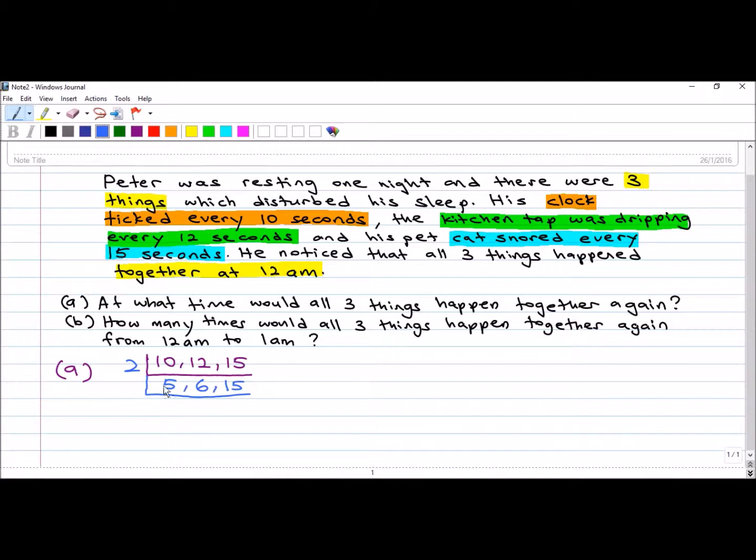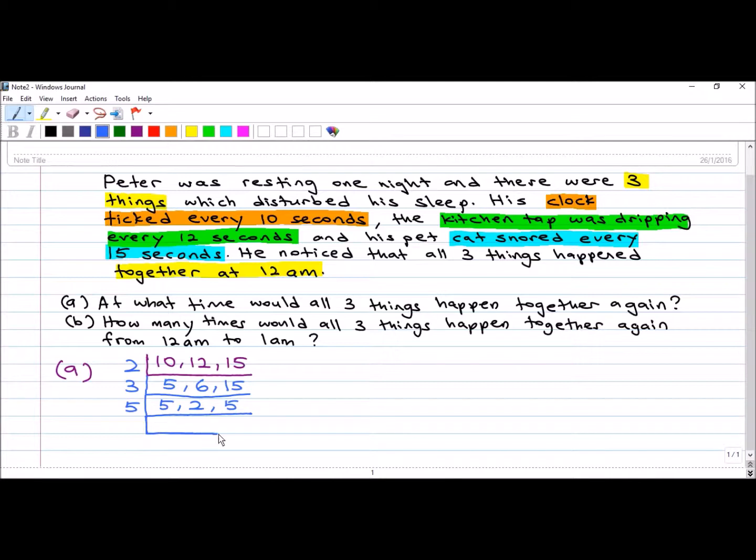Next number that I can use is 3. If you notice carefully here, only 6 and 15 can be divided by 3. So 5 cannot be divided by 3, so I let it remain. 6 divided by 3 is 2. 15 divided by 3 is 5. Now at this juncture, we have two numbers, 5 and 5, which can be divided by 5.